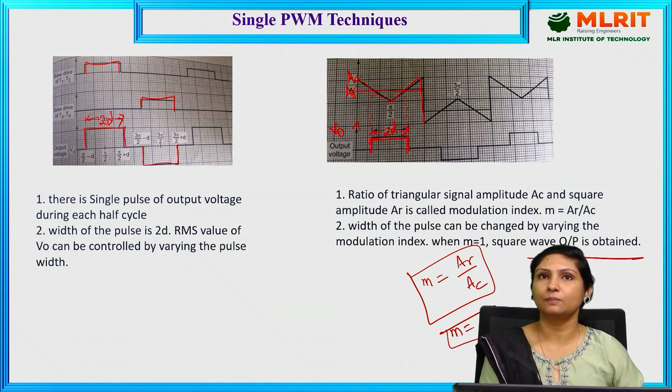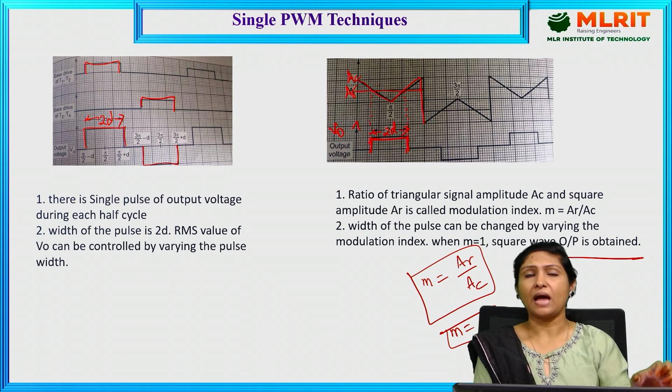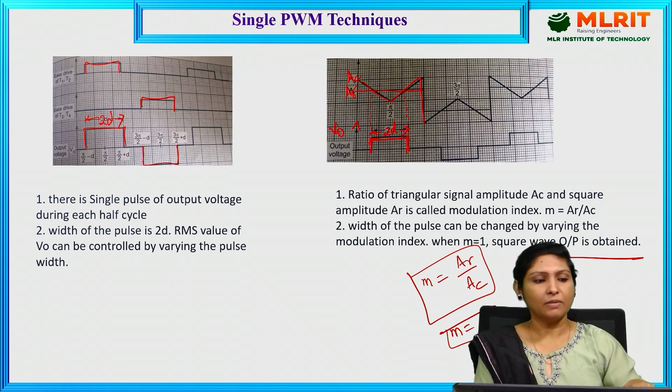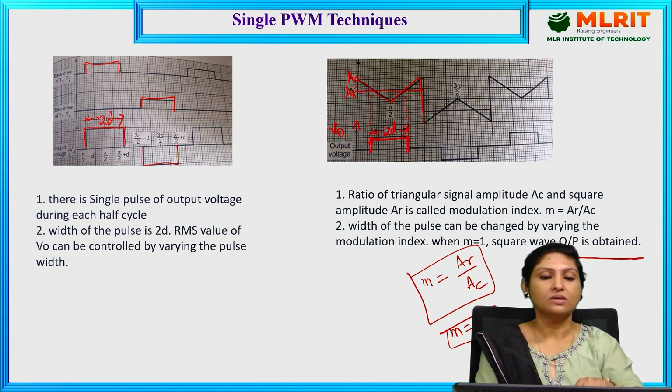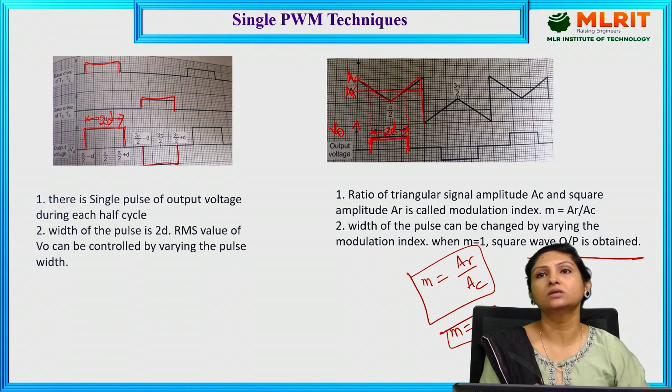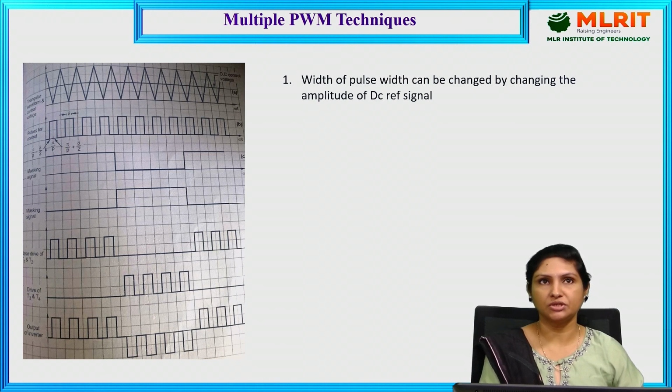And this is the single pulse width modulation technique, and this is that particular pulse width. By varying the pulse width, we can actually control the output voltage. But how this output voltage is obtained, we will have to verify by the comparison of the carrier wave as well as the reference wave. The resultant output voltage will be generated. And later we'll see the multiple pulse width modulation technique.